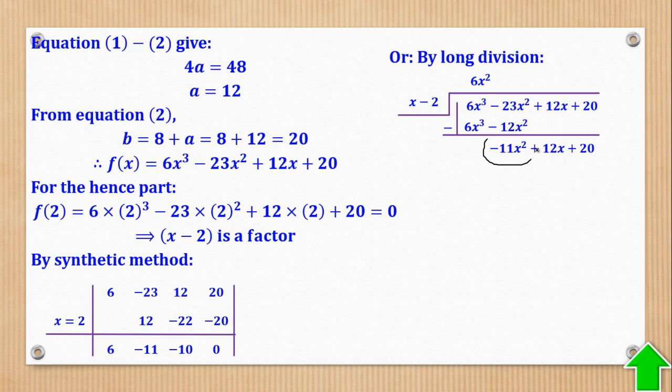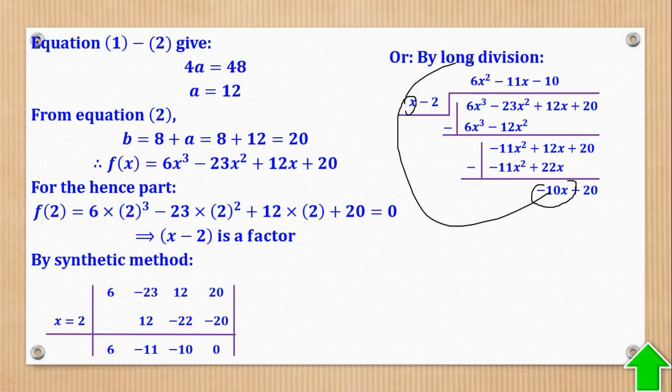Then from there, I'll repeat the procedure, this divided by this to give you negative 11x. So negative 11x multiplied by x minus 2 to give you that. Then again subtract to give you negative 10x plus 20. So again this divided by this, you come up with negative 10. So negative 10 times x minus 2 gives you that. So subtracting gives no remainder.